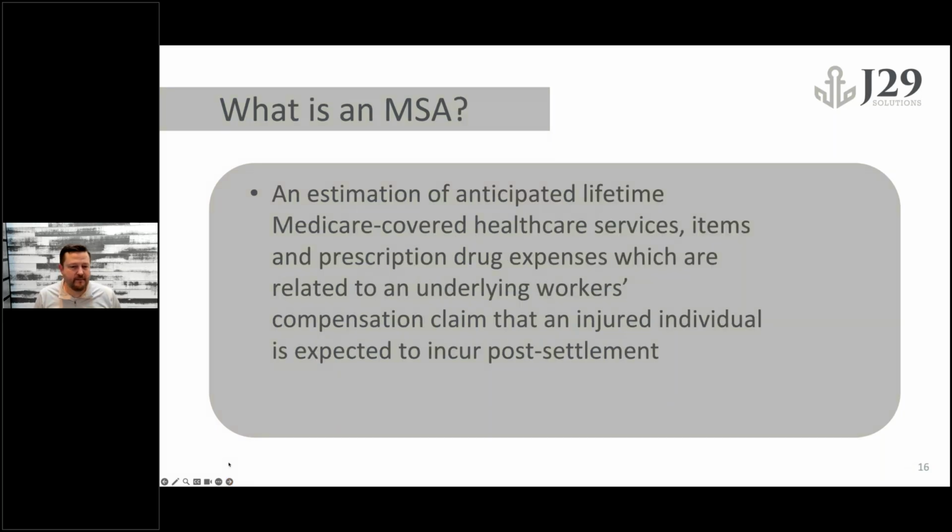Okay, what is an MSA? It's simply an estimation of anticipated lifetime Medicare covered meds that an individual is going to need related to their underlying industrial injury for the rest of their life. It's a best guesstimate based upon the claim file and medical records and payment history, and treatment records. You can go to the next slide.